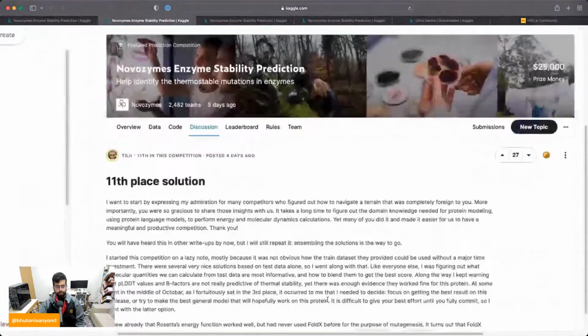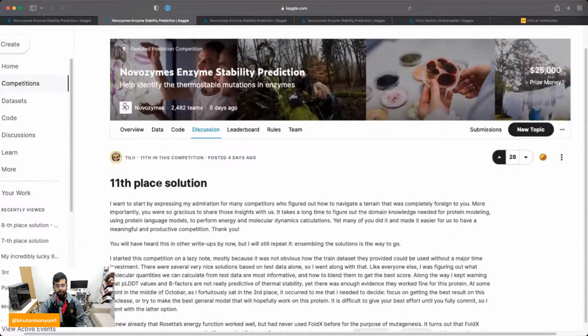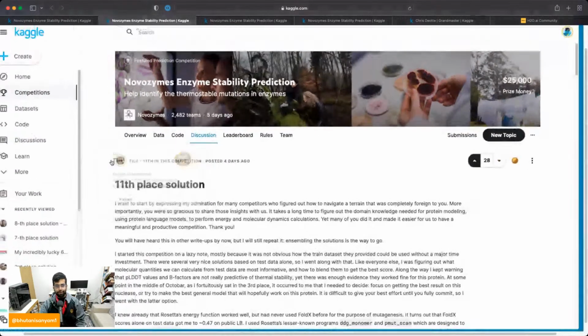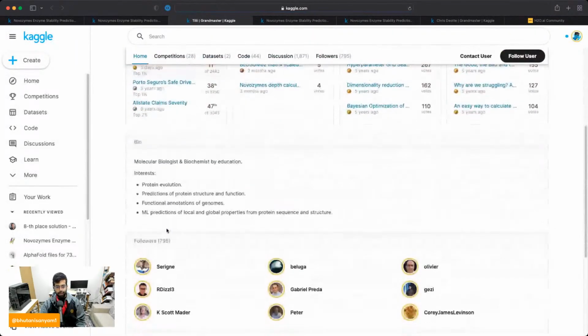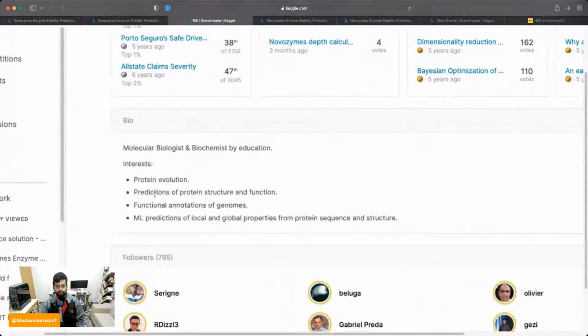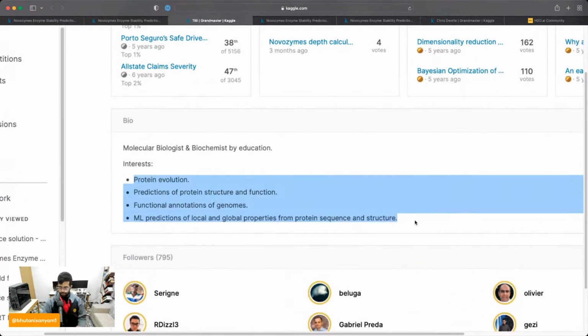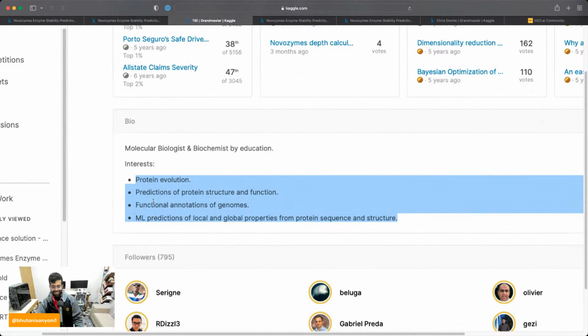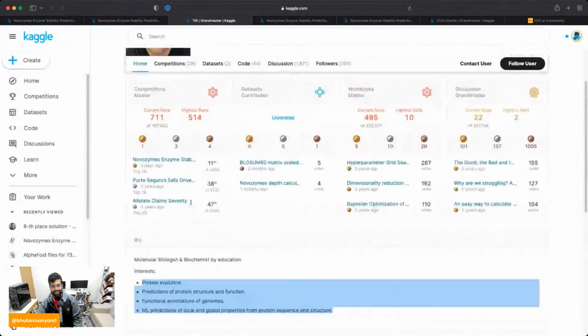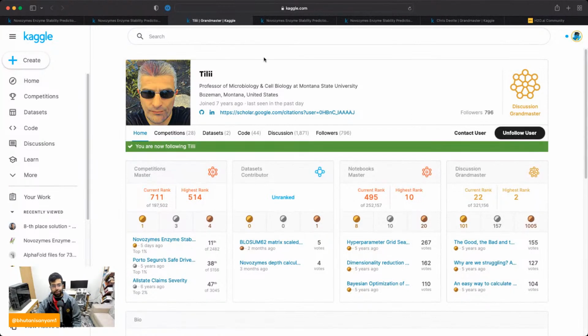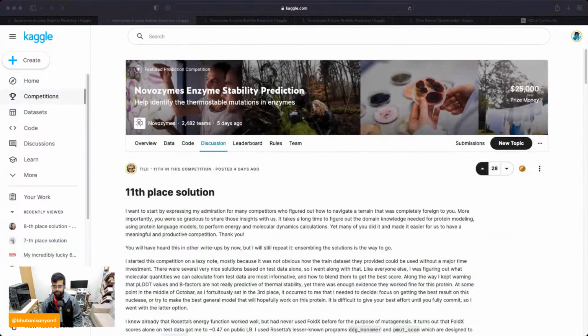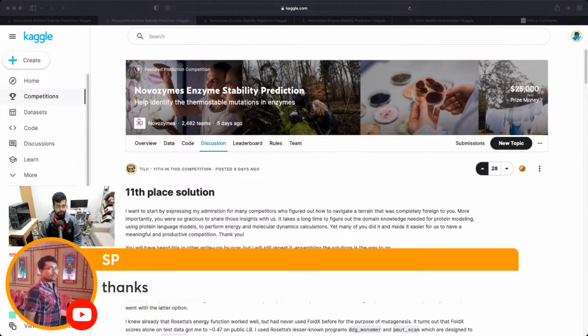Here's the 11th place solution. And Tilly was legendary in this competition because he shared a lot throughout the competition. If you actually go to his profile, you'll see words that you might see in the competition. I don't know much about any of these things, but as you can see, he's really a domain expert, and his sharing throughout the competition helped many people. SP says thanks, so I assume that answered this question.